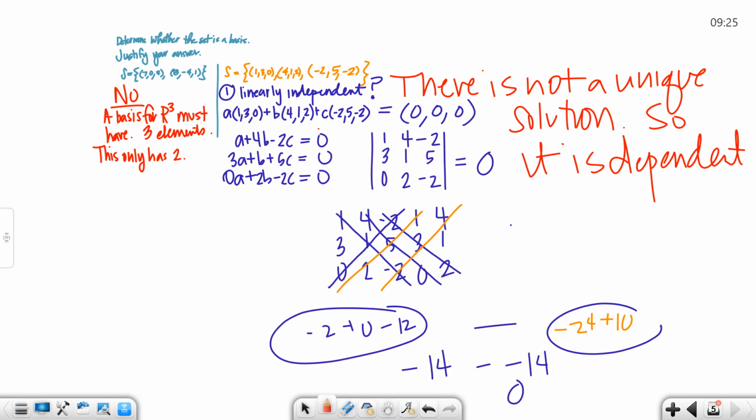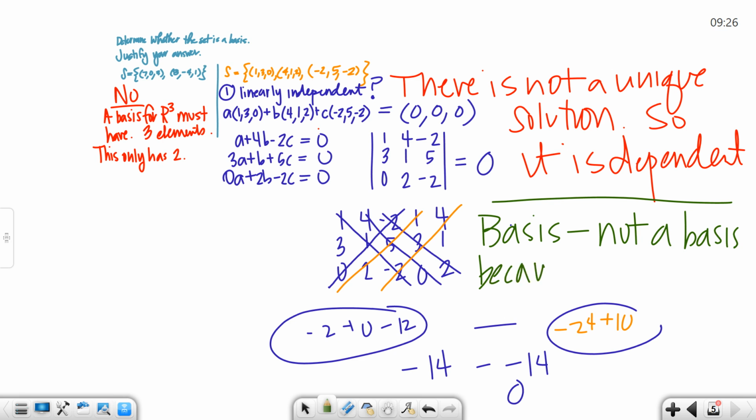Now that still wasn't my answer. That wasn't the initial question. That shows that it's dependent. It's not independent. But the question was whether it is a basis or not. So I still have to keep answering, keep justifying. And so the basis part is this. In order to be a basis, it has to be independent. So it is not a basis.